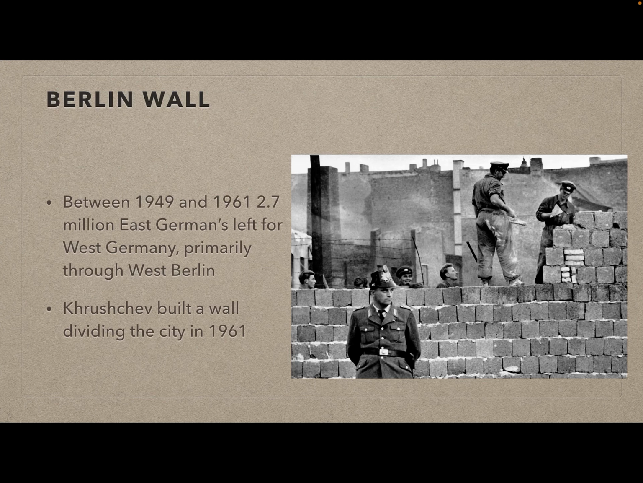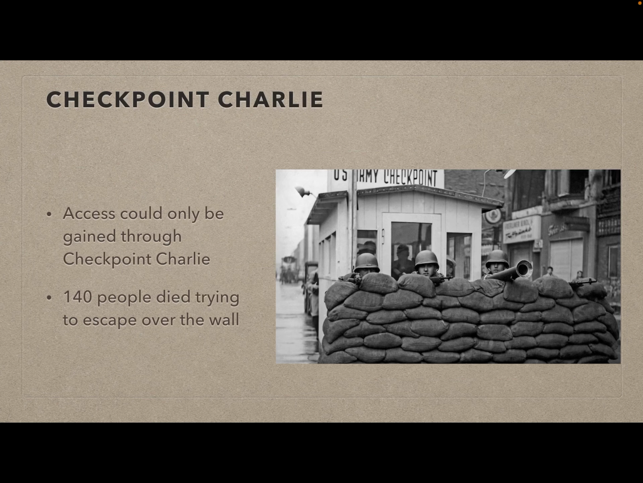Khrushchev was unhappy with this. He demanded that the US leave West Berlin as it was in the Soviet sphere of influence. And when the US refused to leave, Khrushchev built a wall dividing the city. Access could only be gained through an area known as Checkpoint Charlie. 140 people were killed over the next 28 years trying to escape over the wall.